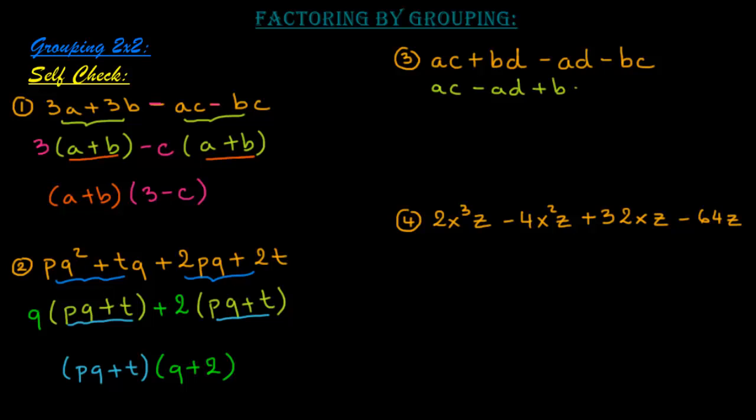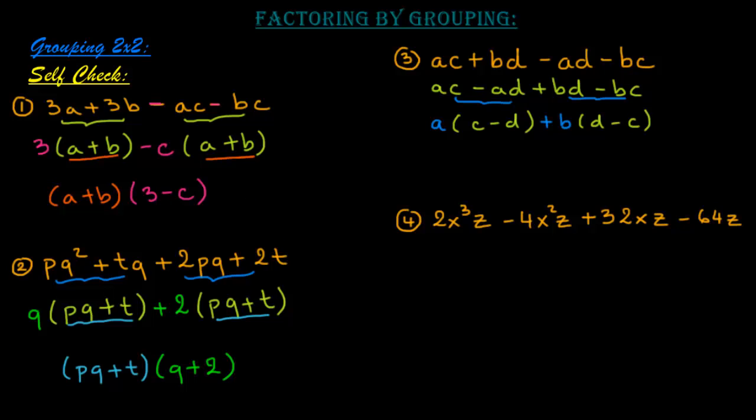plus bd minus bc. Now if we do the grouping 2 by 2 for the first two terms and the last two terms, you will see that a is in common, so we factor out a, giving me c minus d. And we factor the last two terms, so b is in common, so I'm going to factor out the positive b, leaving me with d minus c.